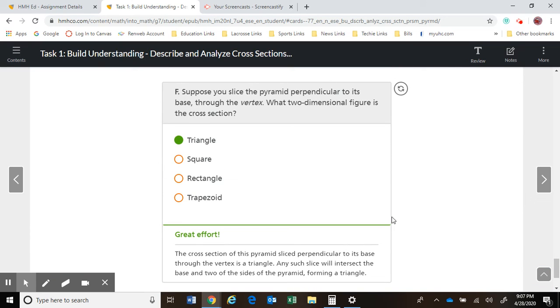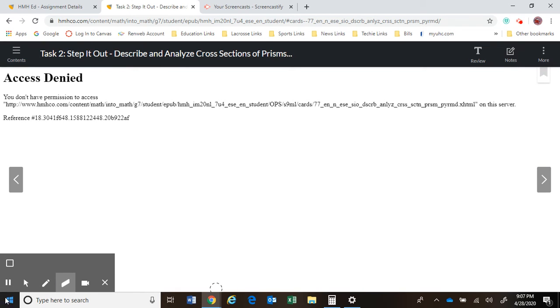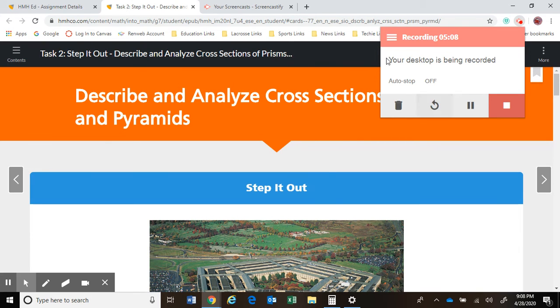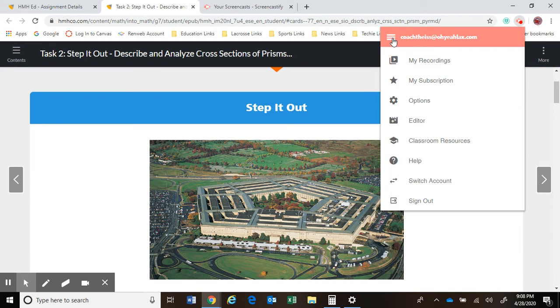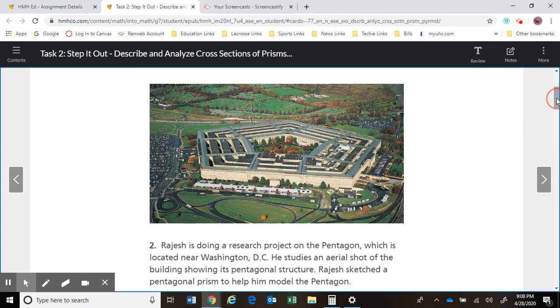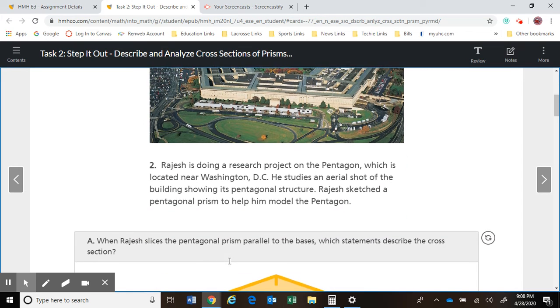All right, now let's move on to task number 2. Rajesh is doing a research project on the Pentagon, which is located near Washington, D.C. He studies an aerial shot of the building showing the pentagonal structure. Rajesh sketched a pentagonal prism to help him model the Pentagon.